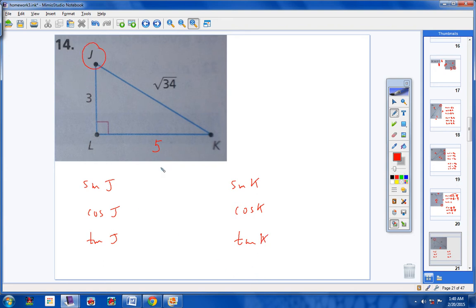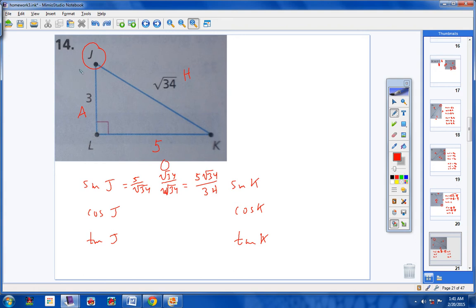Go straight across. This is my opposite. This is my hypotenuse. And this is my adjacent side. So sine is opposite over hypotenuse, so 5 over square root of 34. We're going to multiply the top and the bottom by square root of 34. 5 times the square root of 34 is 5 square root of 34. Square root of 34 times square root of 34 is just 34. Please don't reduce these numbers. One is inside, one is outside. If this was a 35 right here, and you wanted to reduce the 5 from the 35, that would be totally fine, because they're both outside numbers.